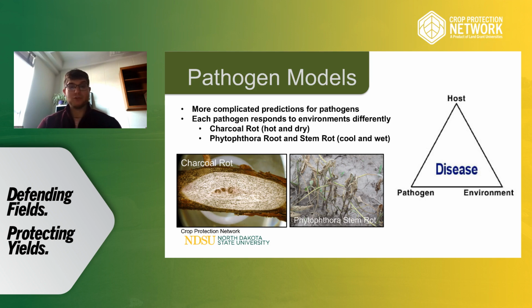So 2 examples here of soybean are 2 different diseases, charcoal rot caused by the fungal pathogen Macrophomina phaseolina, which thrives under hot and dry conditions. Conversely, Phytophthora root and stem rot caused by Phytophthora sojae thrives under cool and wet conditions. So this goes to show that we cannot develop predictive models or tools for the same or across different diseases.